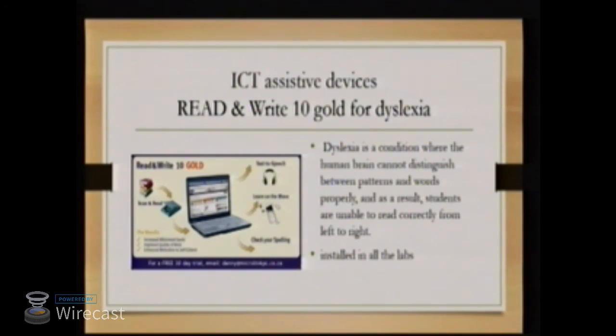Okay, so these are some of the assistive devices that we were talking about. We have the Read and Write 10 Gold for dyslexia. So it's just a brief blurb there on what dyslexia is, and it's installed in all the labs now. It's what I've been told. Now, I didn't even know that that existed. Yeah. Because when I came in, there's so much happening that for us we can easily get lost.